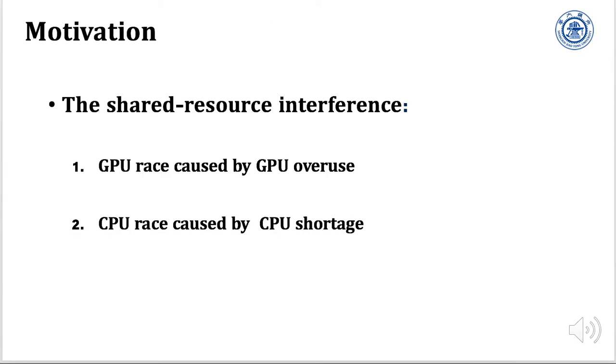Even though remote API forwarding systems have many advantages, they still have one big limitation: shared resource interference. Due to the characteristics of the GPU, it cannot finish any task without help from the CPU. The shared resource interference comes from two aspects: GPU risk caused by GPU overuse, and CPU risk caused by CPU shortage. The following two experiments show the results.